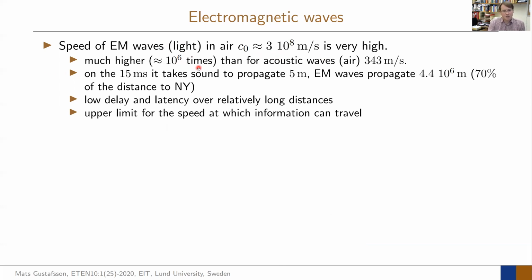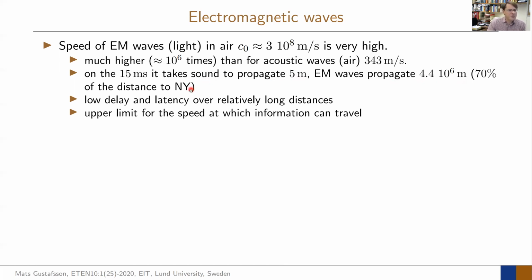So if you think about it, I talked about this 15 milliseconds it takes to propagate 5 meters. Think in a regular classroom, the distance between me and where you would be sitting. The electromagnetic waves then instead propagate 4.4 10 to the power of 6 meters, which is approximately 70% of the distance to New York in the same time. So incredibly different, but the underlying structure is very similar, but the speed is so much faster. So really a lot of things happening here.